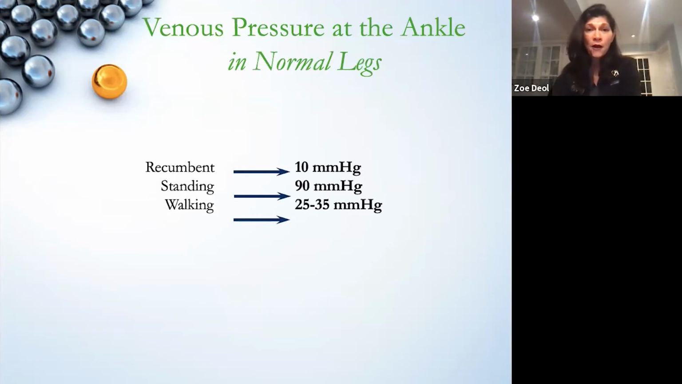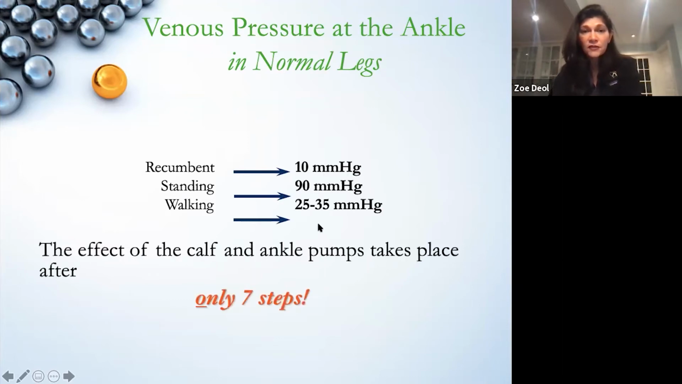Why do they get a blowout? Normal pressure at your ankle should be 10 millimeters of mercury when you're in bed. The minute you drop your legs out of bed, it'll jump up to 90 millimeters of mercury, and it takes only 7 steps for a normal vein system for the pressure down at your ankle to drop to 25 to 35. That's why movement is so important.